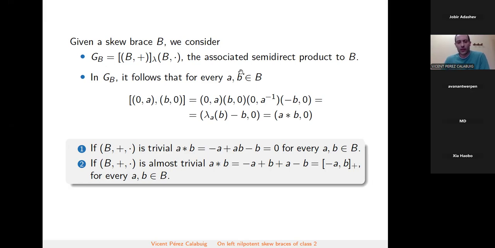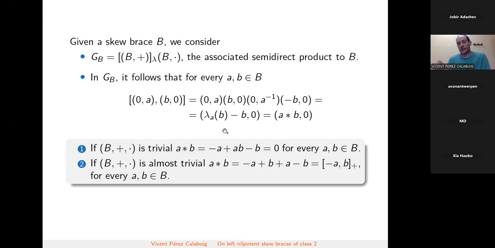and if we look at this commutator in this semi-direct product, we have that for every a and b elements of B, the commutator [(0,a),(0,b)] becomes the star product of a and b using the lambda action I said before. So we can see that the star products can be seen as commutators in the semi-direct product associated to the skew brace. Okay, so let's see how this star product looks like in our previous examples.